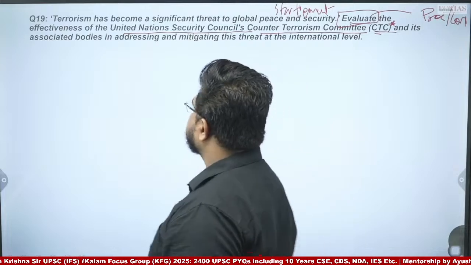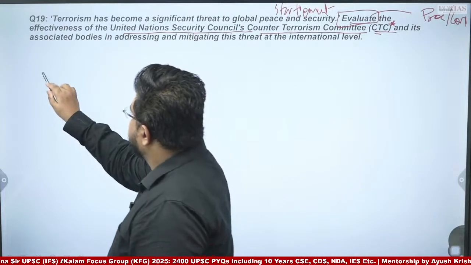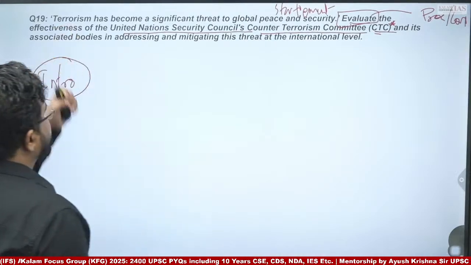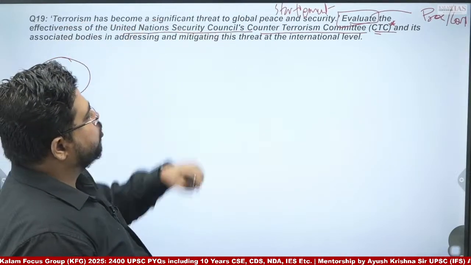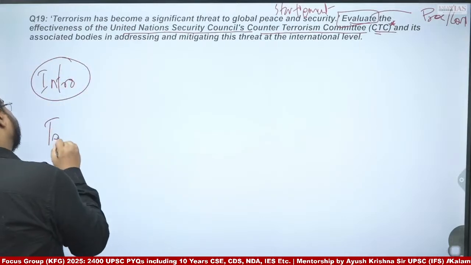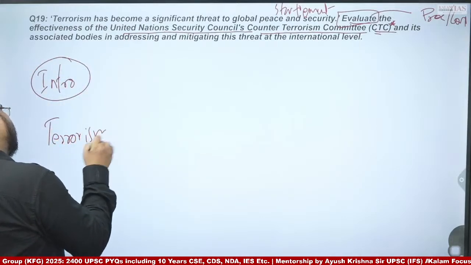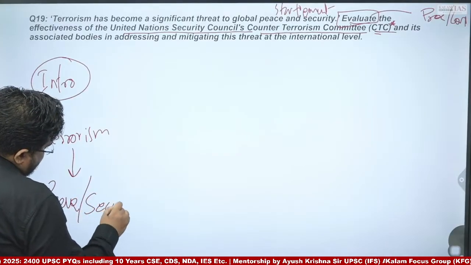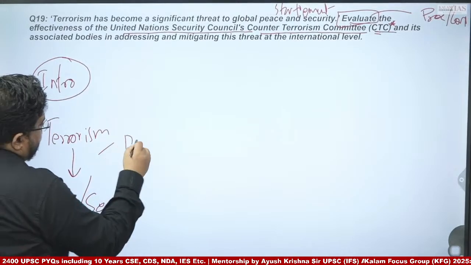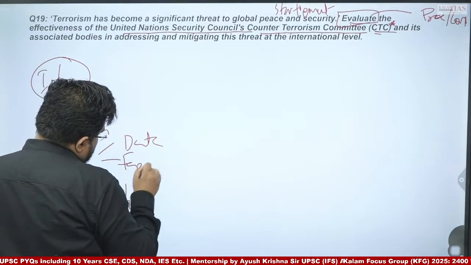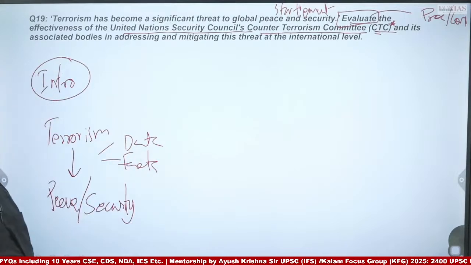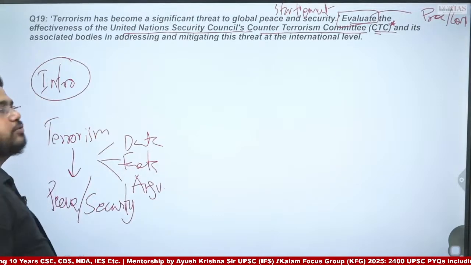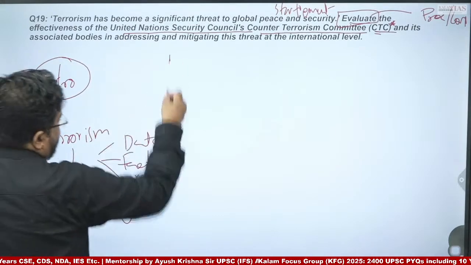So, introduction. You can write a slightly extended introduction by substantiating the statement: terrorism has become a significant threat to global peace and security. How is terrorism a threat to peace and security? If there is certain data or facts, you can use that in your introduction. You can give some arguments also, 2-3 arguments, that is obviously fine. So this will be a perfect introduction for this.